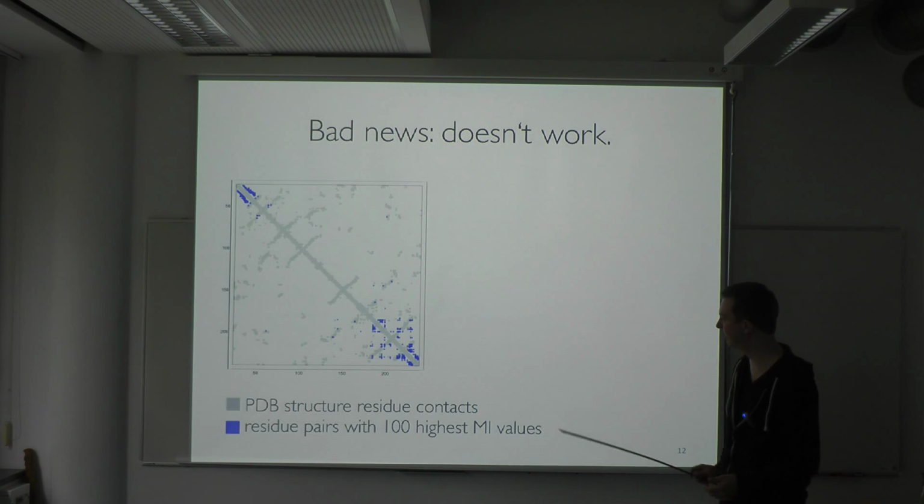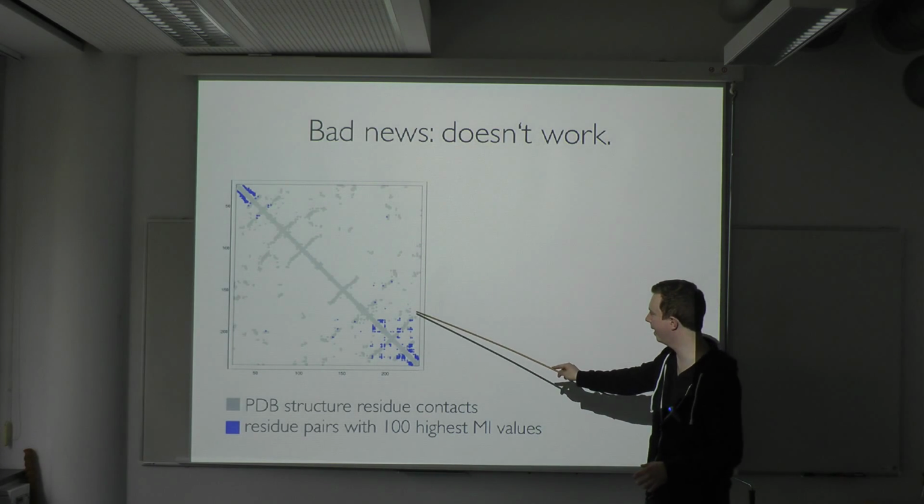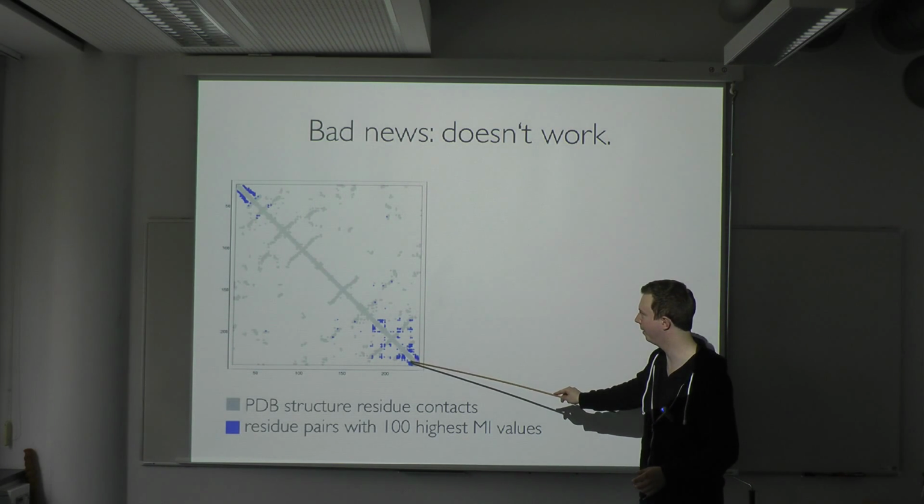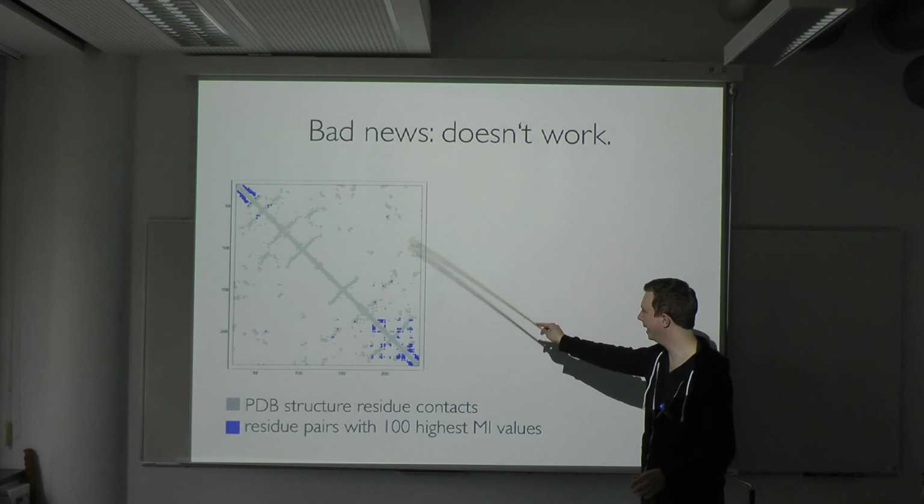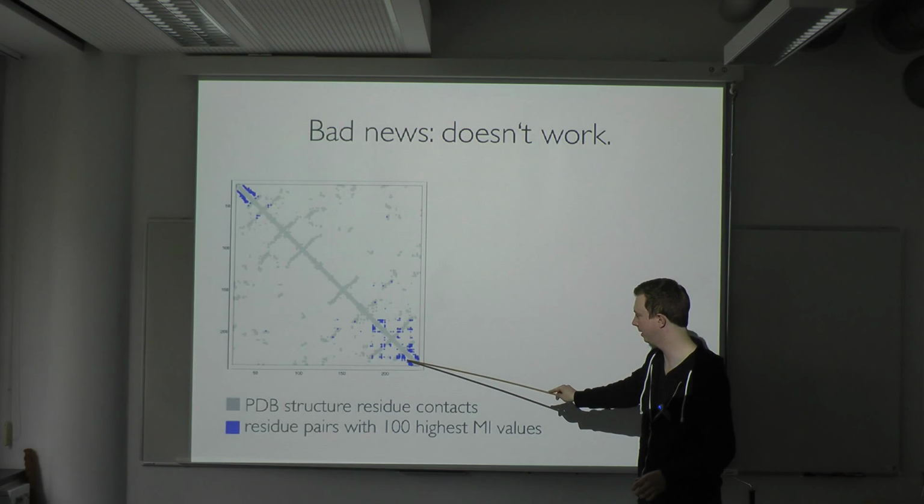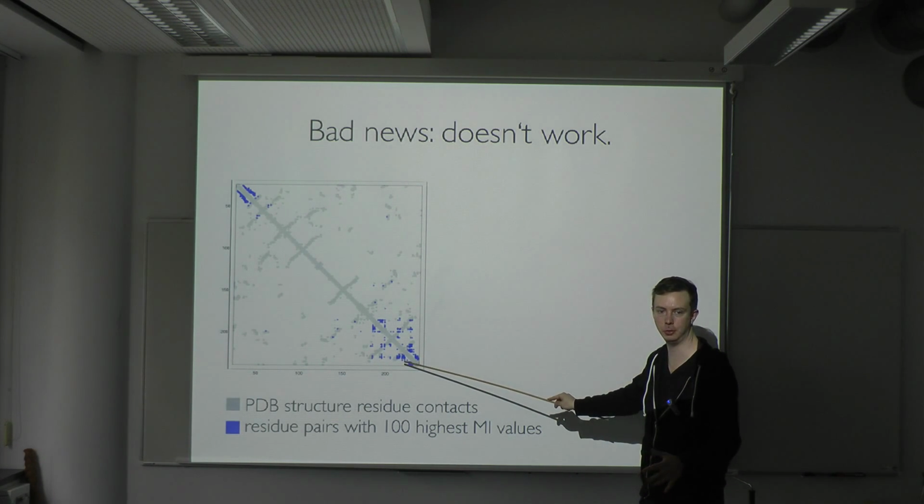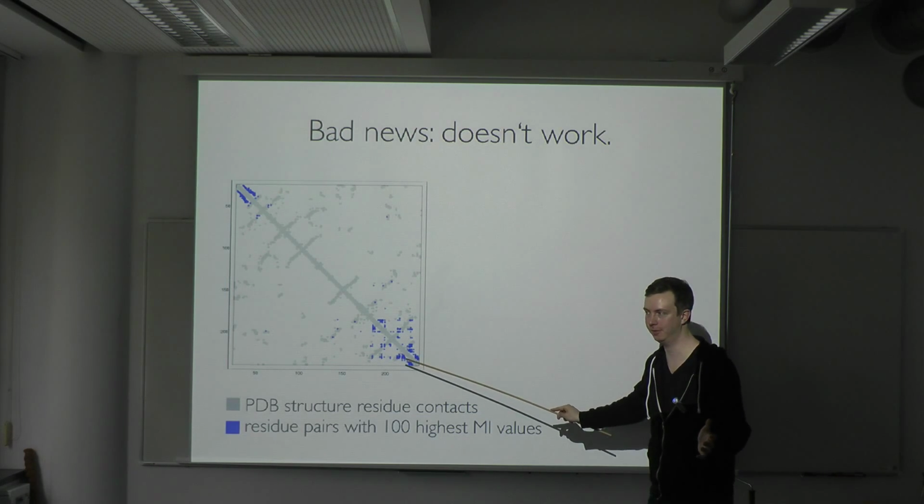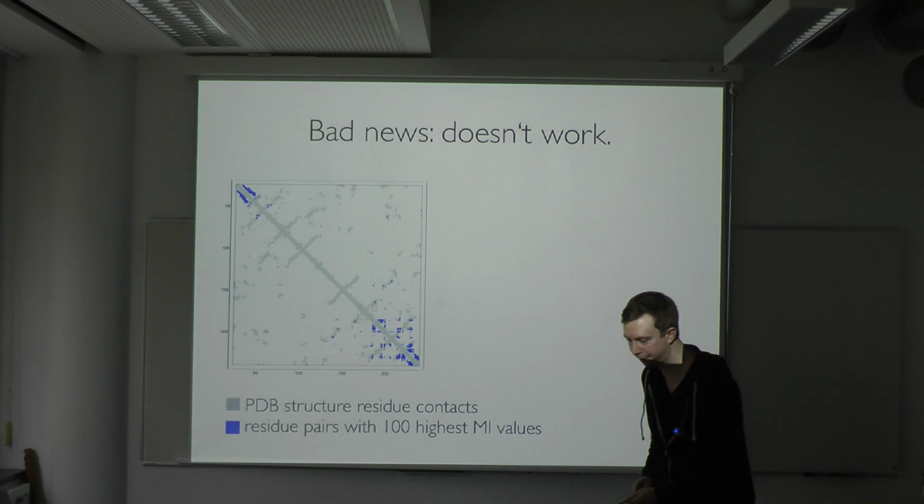Yeah, and so it's not only that the points don't fall on the gray, or that we lack coverage of the gray. Most of them are where no contact is, so this would be totally useless information for getting the 3D structure.